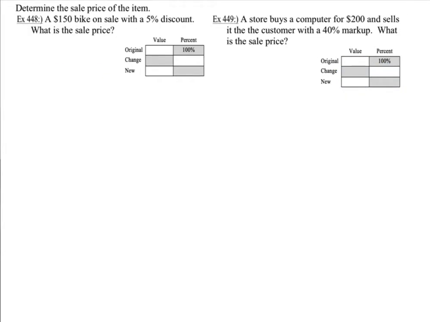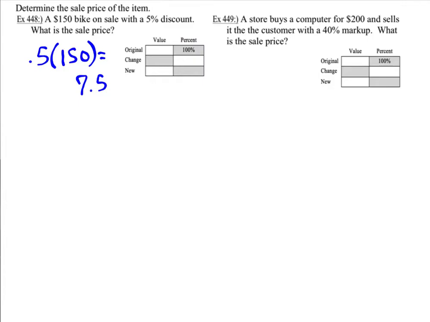Determine the sell price of the item. A $150 bike on sale with a 5% discount. What's the sell price? Okay, let me do it the regular way first. We would find 5% of 150, which is, I think it's $7.50.